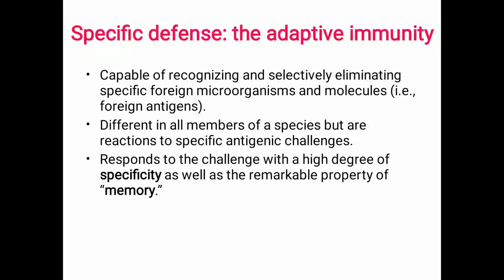Now coming to the second type of immunity, that is the adaptive immunity. It is also known as specific or acquired immunity because it is capable of recognizing and selectively eliminating specific foreign antigens. It does not come into play until there is an antigenic challenge to the organism. The adaptive immunity is not the same in all members of a species. Also, it responds to the challenge with a higher degree of specificity, and it also has a remarkable property of memory.